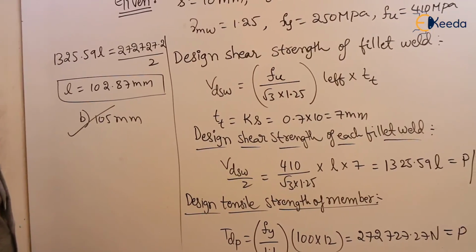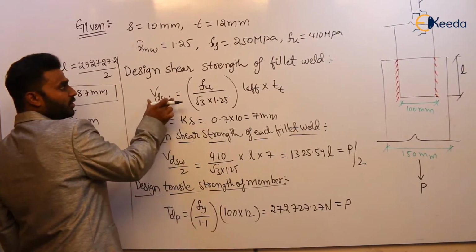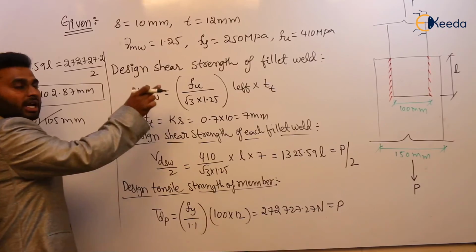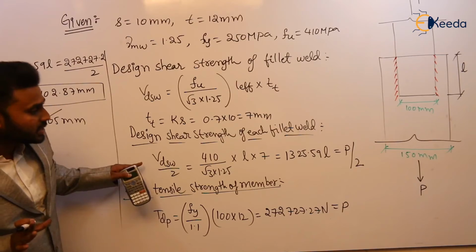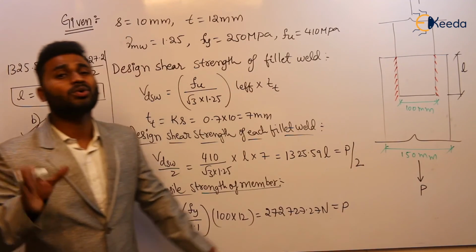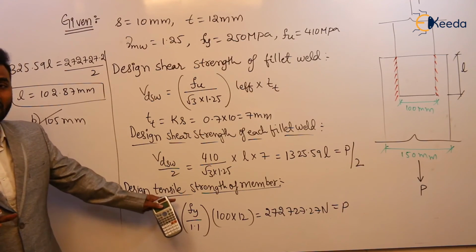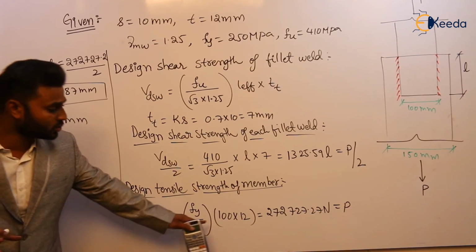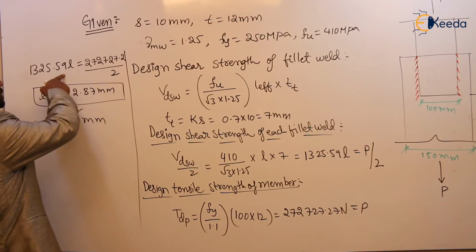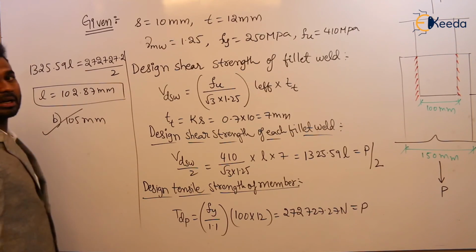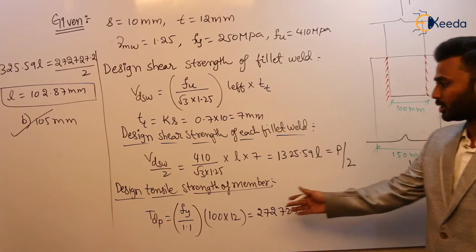A very simple question, but you should be aware of the concept. See here, for the weld we have to take the shear strength. In this way, we calculate the design shear strength of the fillet weld. After calculating the total design strength of the fillet weld, we calculate for each weld, and that strength should be equal to P by 2. Here P is not given, so to calculate P we calculate the design tensile strength of the member, which is equal to yield stress into gross area, so 100 into 12. After calculating P, we equate it with this, then we can calculate L. So this is the question, for 2 marks. This is a repeated and important model in fillet weld.